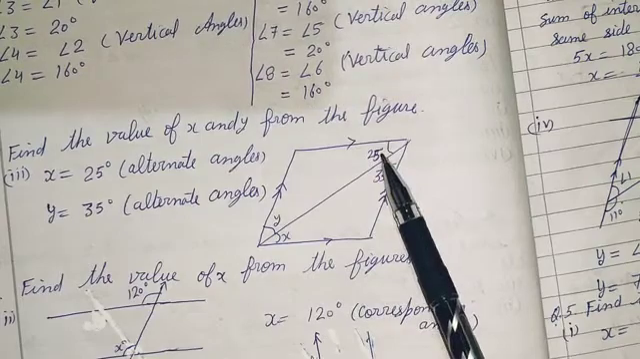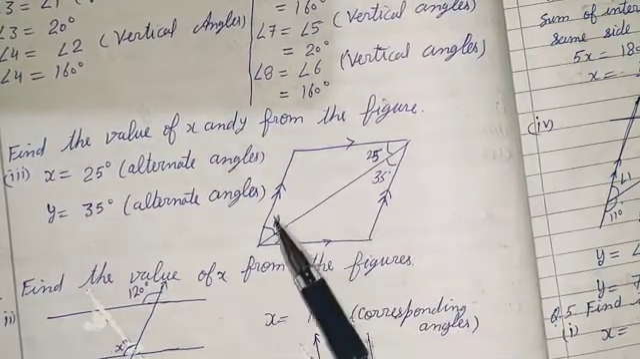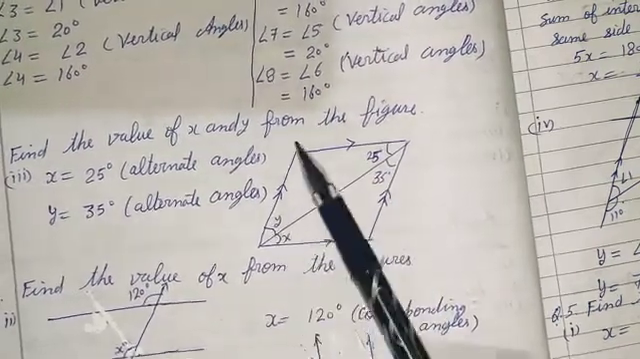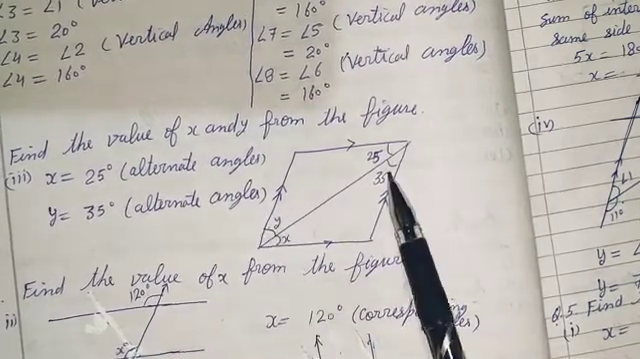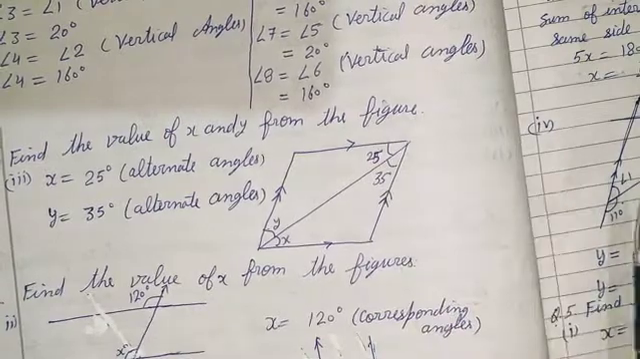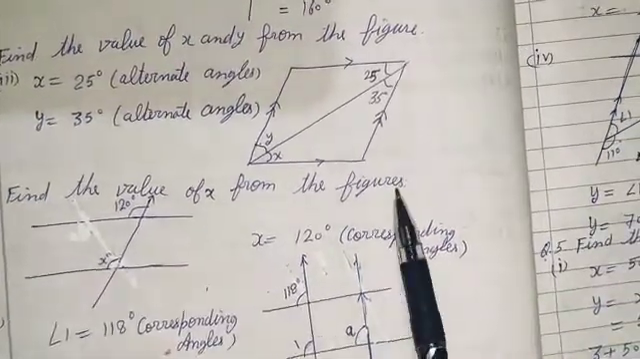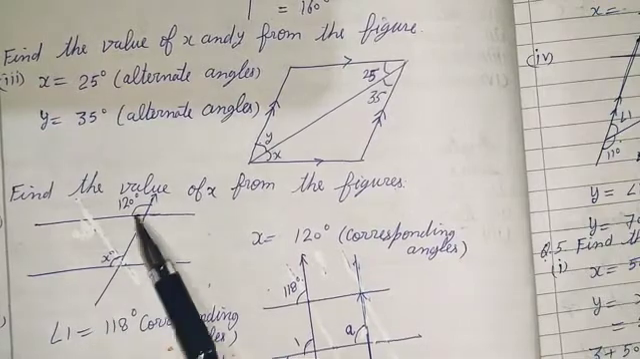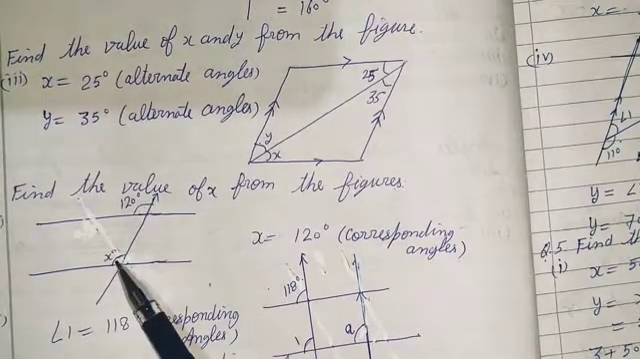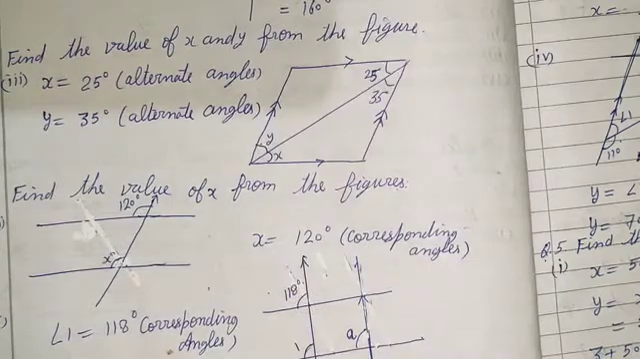We are taking here, these are the parallel lines and this is the transversal, so x equals 25, alternate interior angles. For angle y, we are taking these two parallel lines and this is the transversal, so angle y equals 35 degrees, alternate interior angles. The next is find the value of x from the figures. Here two parallel lines are given, and this is the transversal. Clearly you can see that the 120 degree angle and x are corresponding angles, so x equals 120 degrees.